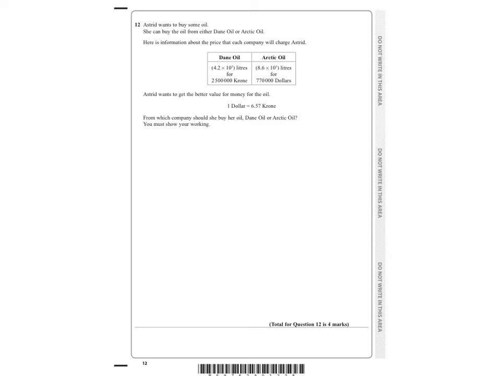Astrid wants to get a better value for her money for the oil. $1 equals 6.57 krone. From which company should she buy her oil, Dane Oil or Arctic Oil? Okay, so there's a few different ways to do this question. You can do this by converting everything to krone or converting it all to dollars and then rearranging to find out what the cost per litre is.